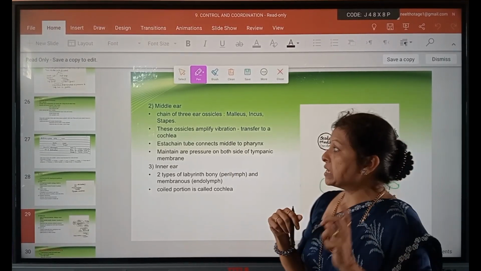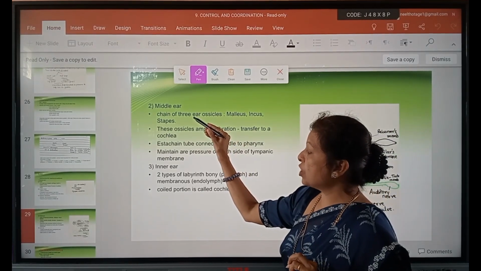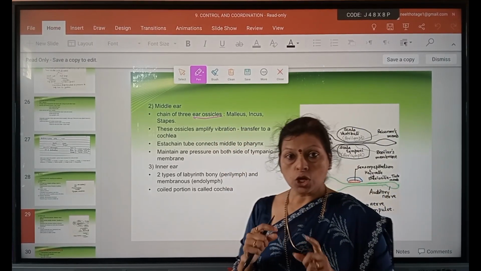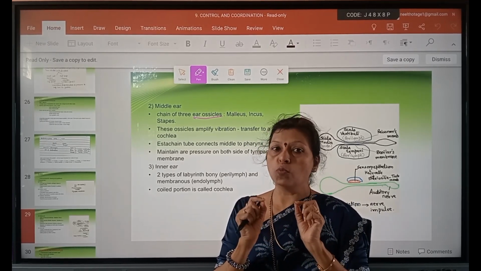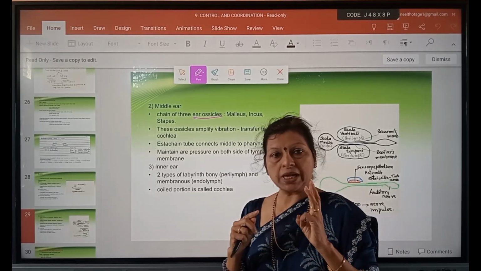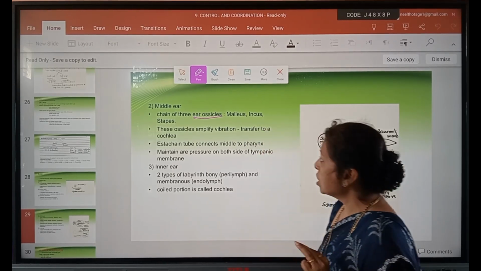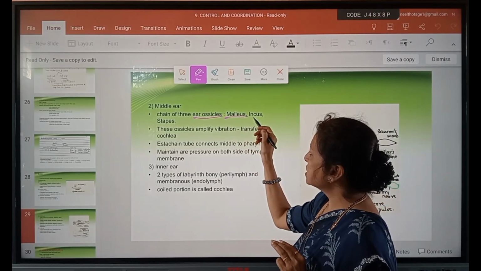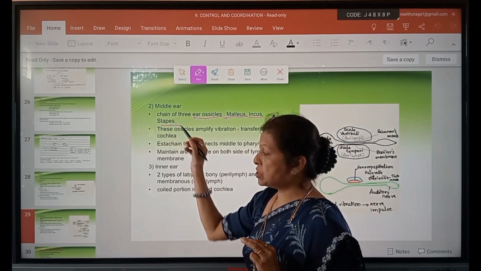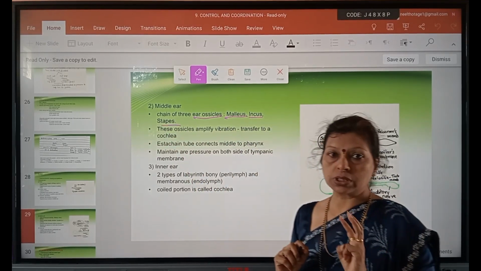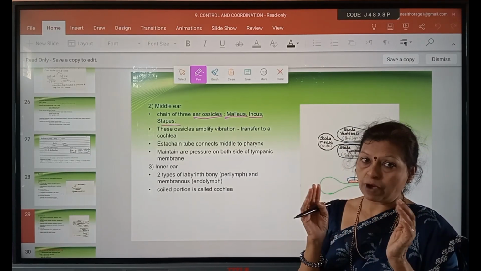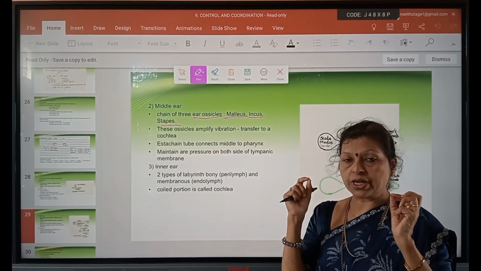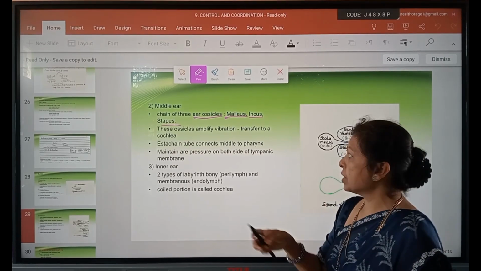The middle ear consists of a chain of three ear ossicles. Ossicles means small bones. They are the malleus, incus, and stapes. These are the three bones which vibrate when the vibrations of auditory signals come to them.